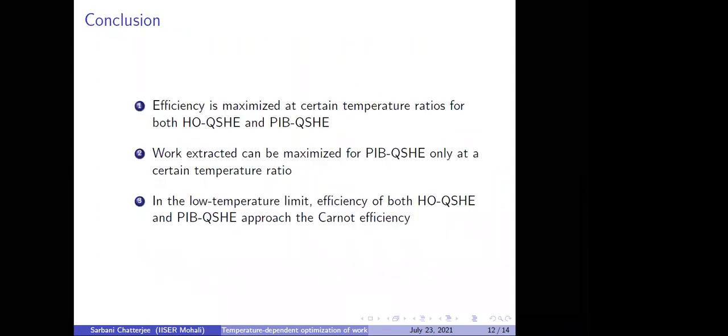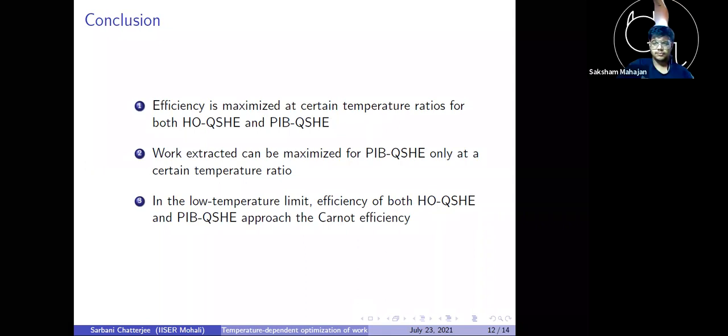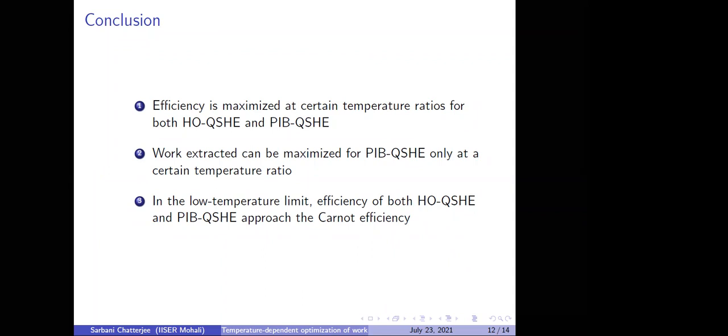Okay, so then let's conclude. In conclusion, efficiency attains a maximum value at certain temperature ratios for both the harmonic oscillator and particle in a box quantum Stirling heat engine. But we saw that work has a maximum only for particle in a box as working medium and not for the harmonic oscillator as working medium. We also saw that the efficiency of a quantum heat engine approaches the Carnot limit at lower TH by TC temperature ratios.